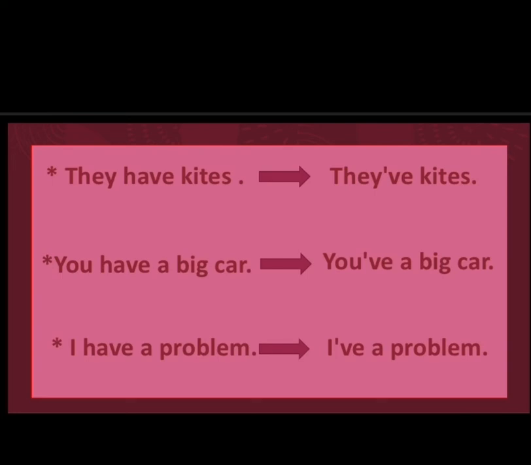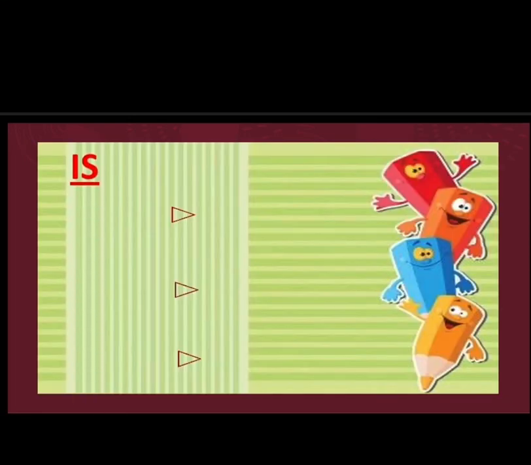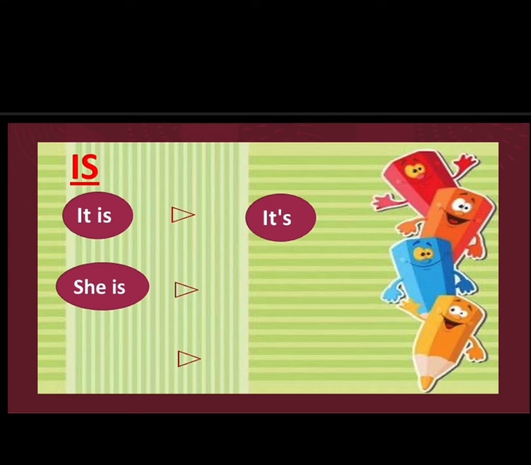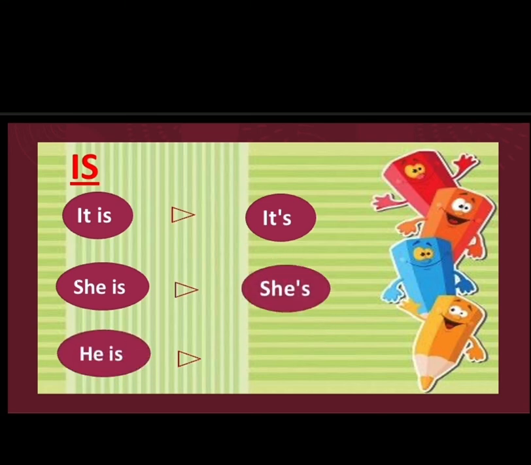There are many more short forms or contractions in the English language. Let us take the word is first. So, if we join the two words it is, then we have to drop the letter I and it will become it's. She is. We have to drop the letter I and it will become she's. He is. Drop the letter I and it will become he's.